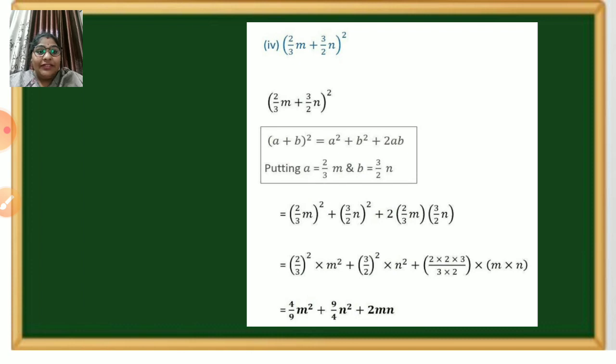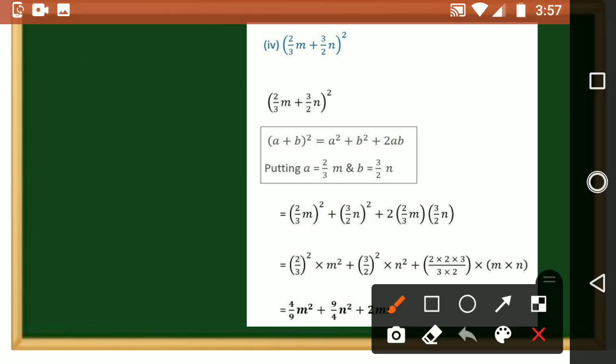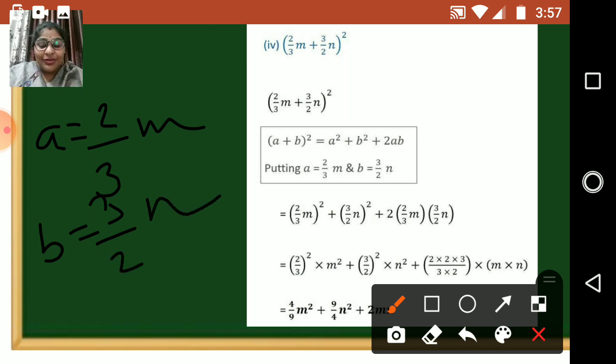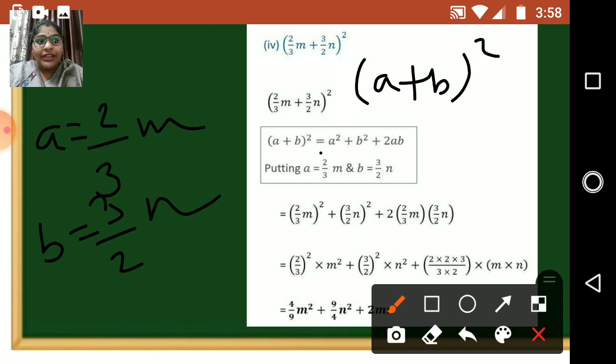Let us proceed with the next one. This is the fourth one. It is (2 upon 3m plus 3 upon 2n) whole square. So here children, it is again in the form of (a plus b) whole square, where the value of a is 2 upon 3m and the value of b is 3 upon 2n. You have to substitute these values and we have to use the identity (a plus b) whole square, which is nothing but equal to a square plus b square plus 2ab.